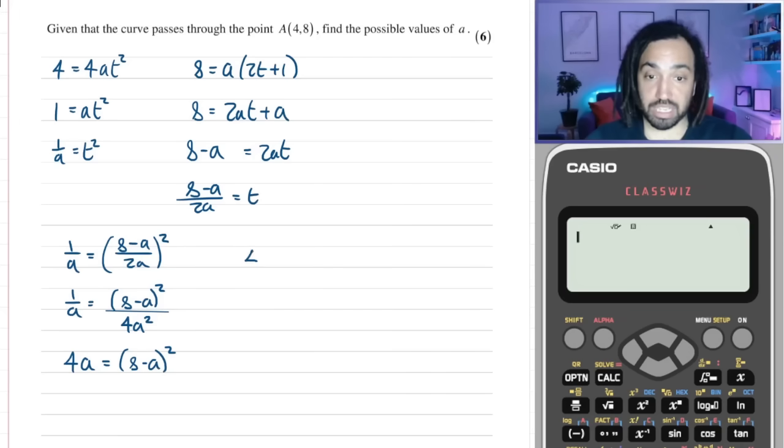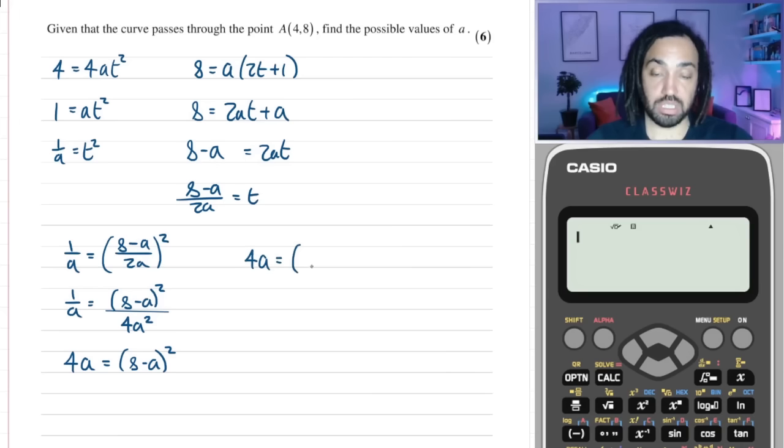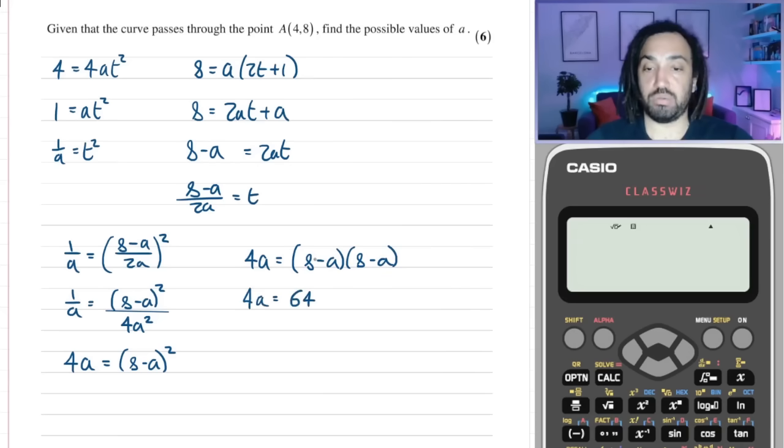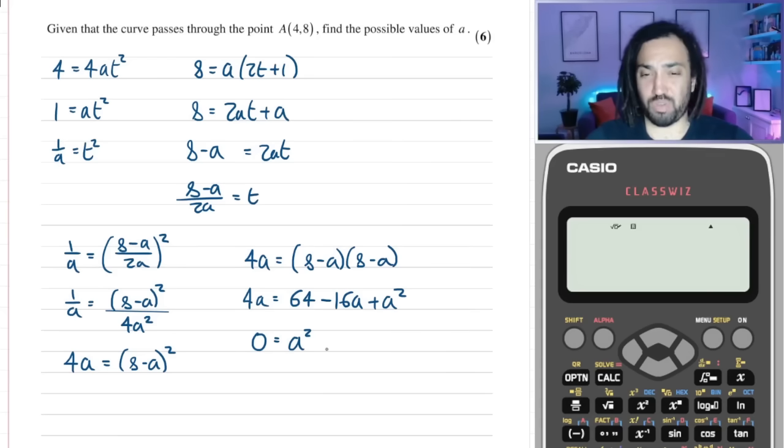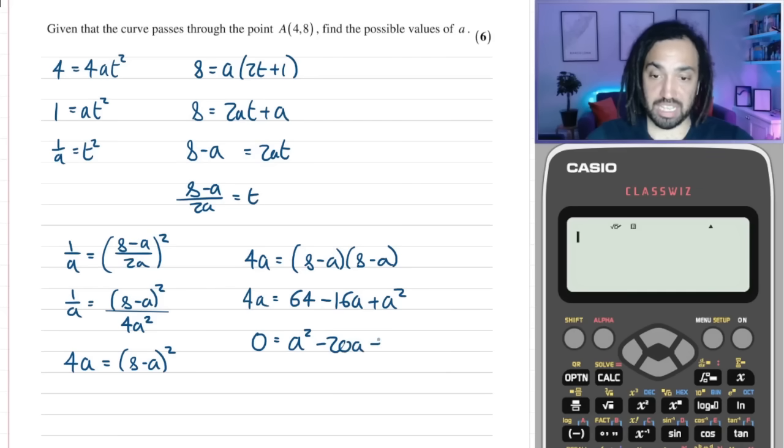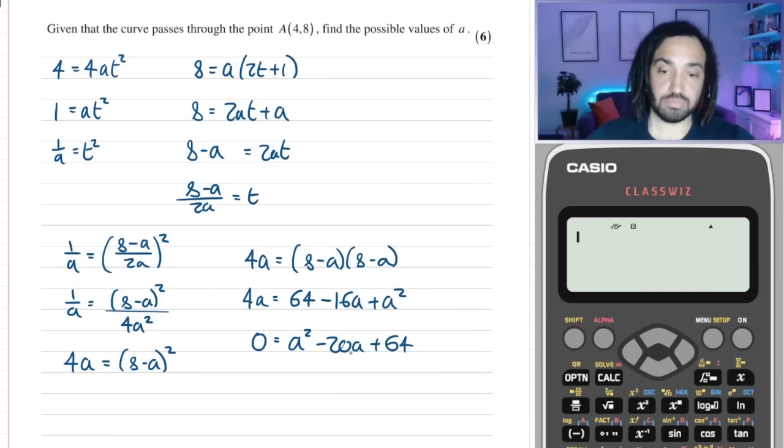Okay, great. So now I can expand that out. And we will get 8 minus a times 8 minus a, which will give us 64. It will give us minus 8a and another minus 8a. And minus a times minus a is just a squared. Right, let's bring this to one side. So minus the 4 gives us minus 20a plus 64.